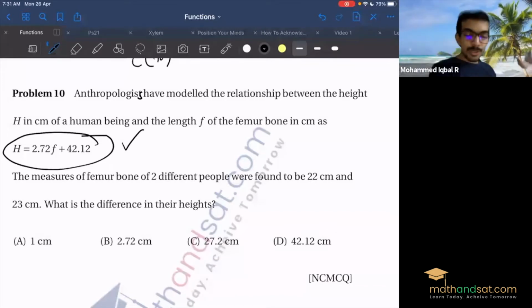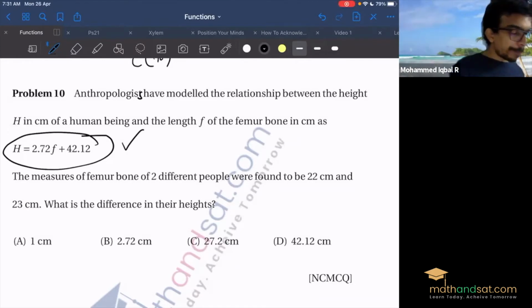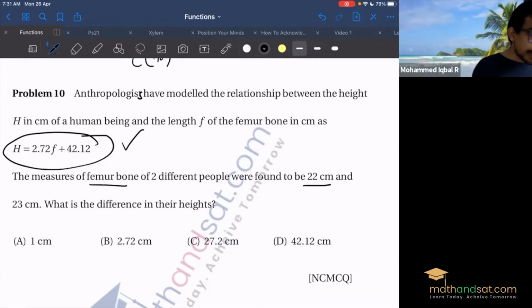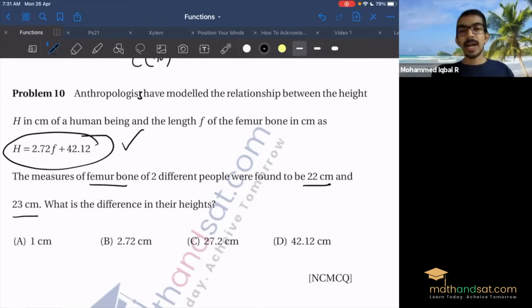So there is a relationship between h and f. h, the height of the human, is a linear function of f, the length of the femur. Is that all right? Now, for two different people, the measures of the femur bone were found to be 22 and 23. What is the difference in their heights? That's a very interesting question.